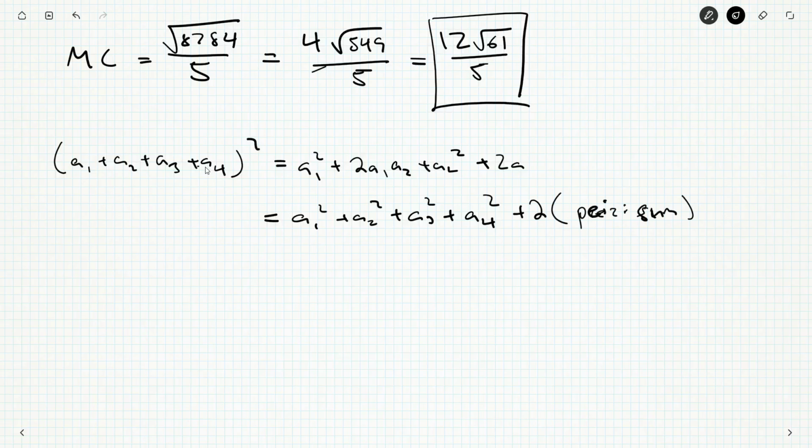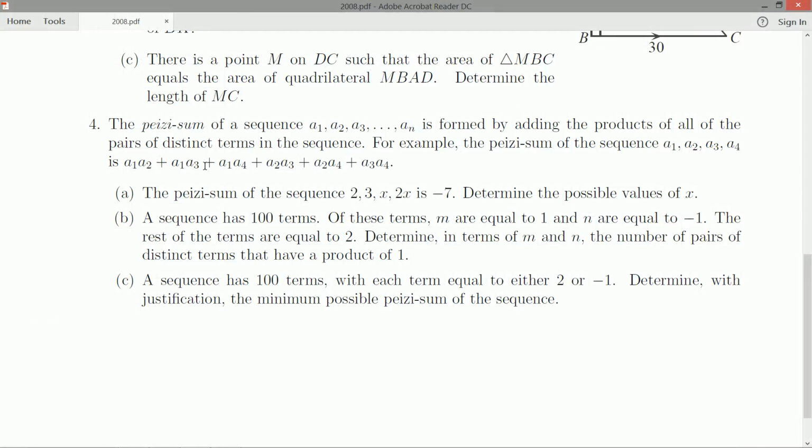So I don't know if that's going to be relevant, but that is something that I notice, and that's really the only place I've seen the Hypatia sum, as they call it, come up. I mean, I've never heard anything like that called the Hypatia sum, but there we go. So that's the only thing that really pops into my head right now, and we'll see if that might be useful. So part A, the Hypatia sum of the sequence 2, 3x, 2x is -7. Determine the possible values of x.